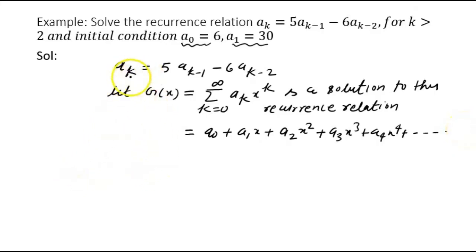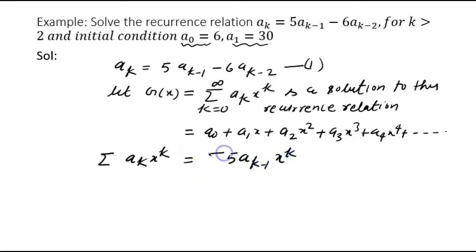Now what I do, I take the summation here. Let me call this equation number 1. So I apply summation on both sides: summation of a_k, and I also multiply it by x^k, meaning first I multiply it by x to the power k and then I take the summation. The same thing I have to do on the right hand side. So here I have 5 a_{k-1} x^k, and then I take summation over it, and minus summation of 6a_{k-2} x^k. I hope you got it.